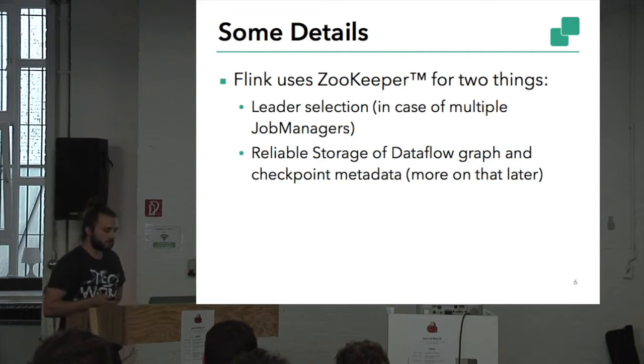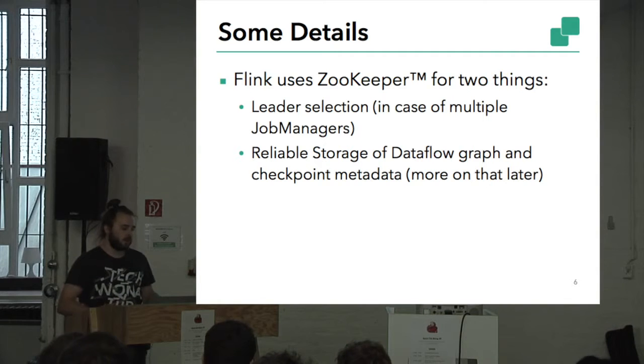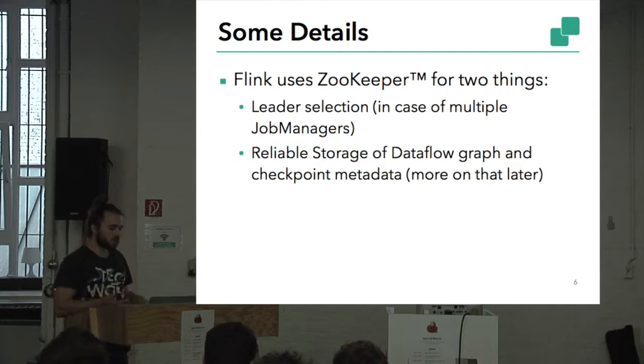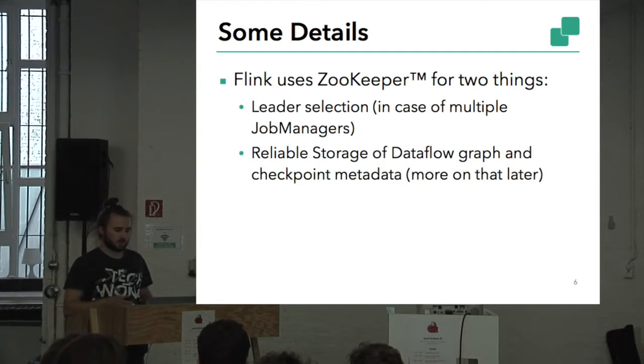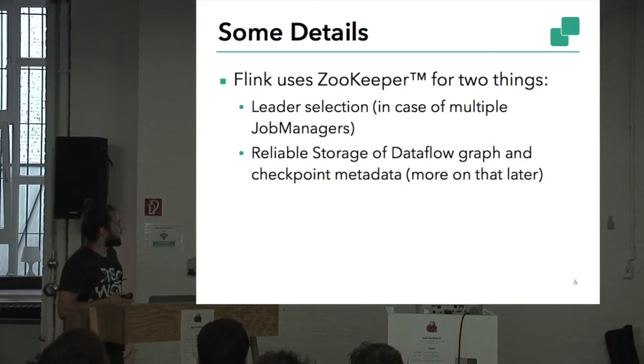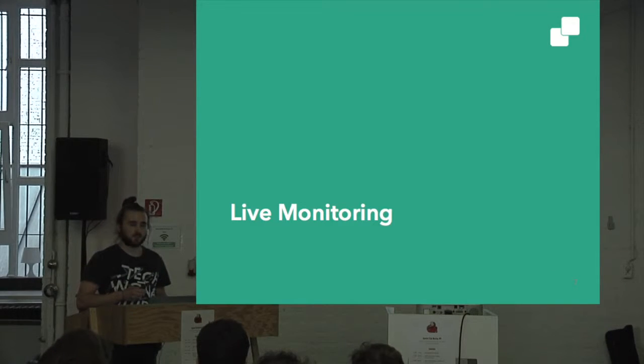Some of the details: as I said, we use Zookeeper for this, and it's basically used for leader selection. When you have multiple standby job managers, there has to be some protocol for who picks up as the new leader, and how the task managers connect to it, and so on. It's also used to store the data flow graph of the running job, and some metadata about checkpointing. If you have a streaming job and want fault tolerance, you do checkpointing, and this also needs to be stored in a consistent and reliable way. That's what this is for. This is actually the last slide about high availability, so if you have questions about that, now's a good time to ask them.